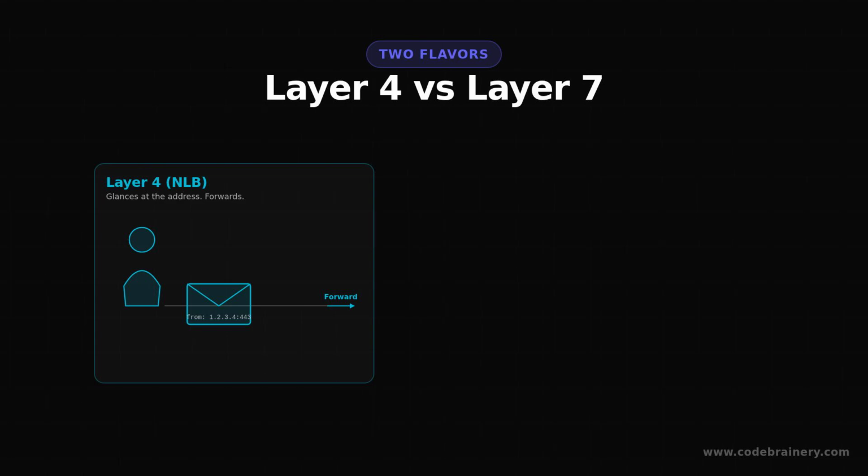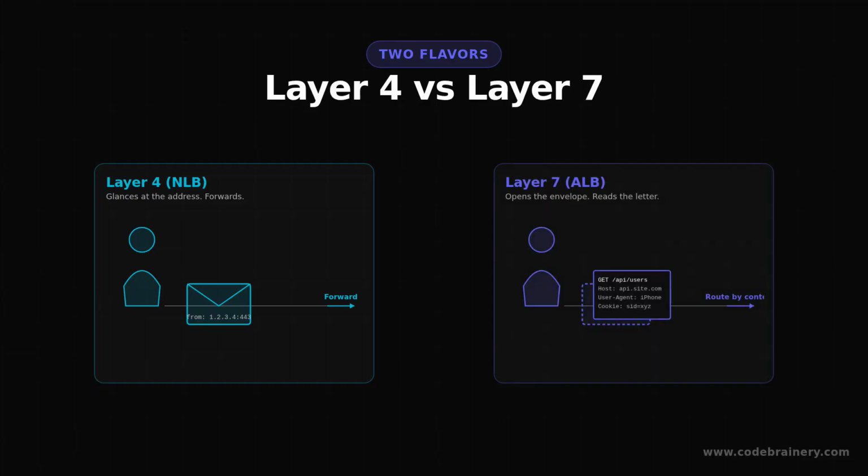A layer 7 load balancer operates at the application layer. It actually opens the request, reads the HTTP headers, sees the URL, sees the cookies. Now it can do smarter things. Send requests for /api to your API servers. Send requests for /static to a CDN, detect mobile user agents and route them to a mobile optimized cluster. Like a mail sorter who actually reads the letter and decides where it goes based on the content. AWS calls this the application load balancer.